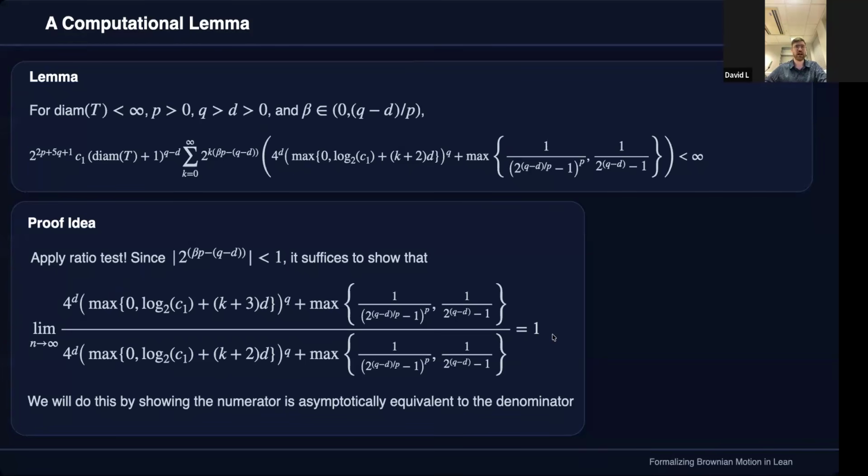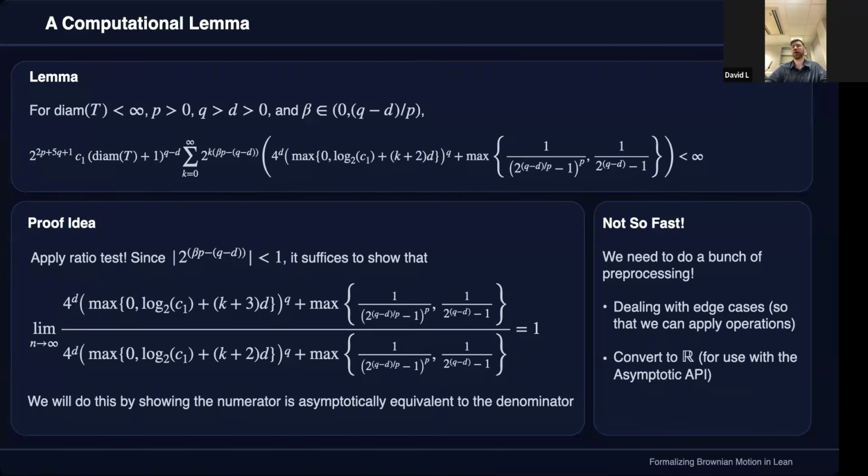I figured that the easiest way to do this, rather than trying to somehow compute this limit directly, would be to show that the numerator is asymptotically equivalent to the denominator. Because then you can use an algebraic approach where you pull off the pieces one by one. That was the idea.